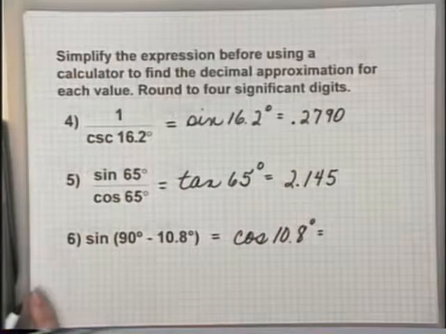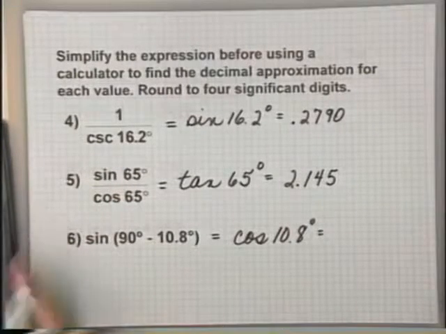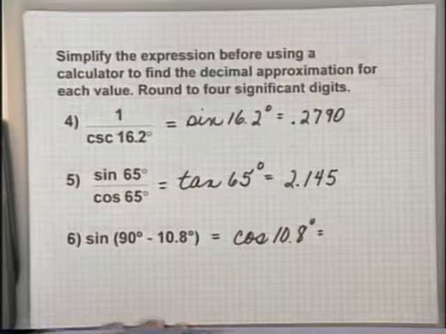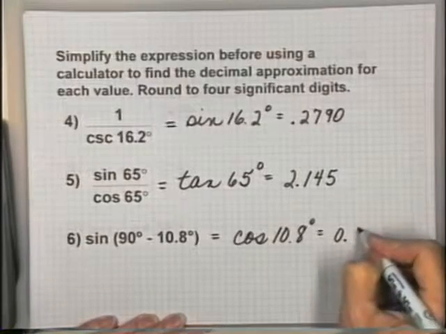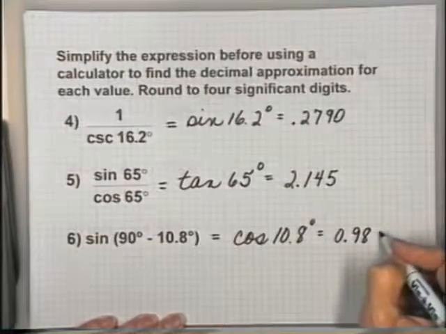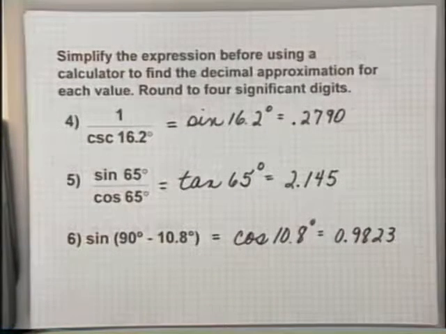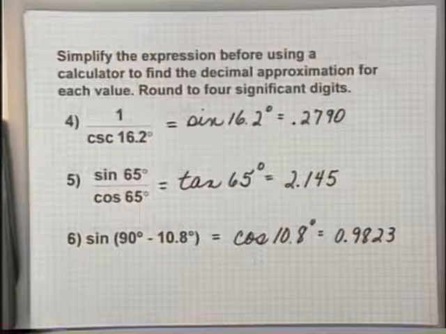And so, let's calculate the cosine of 10 and 8/10 degrees. And rounding, we get 0.9823. Did you remember that cofunction identity? If you've forgotten it, you might want to check out the tape that gives the lesson on the cofunction identities.